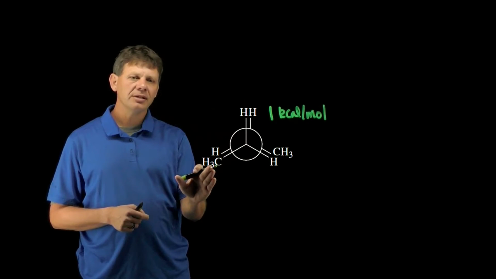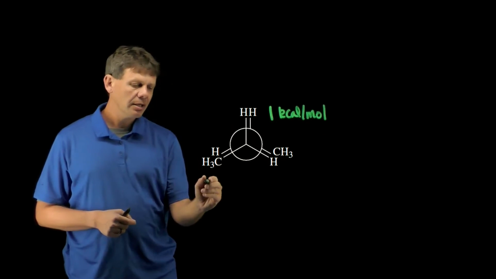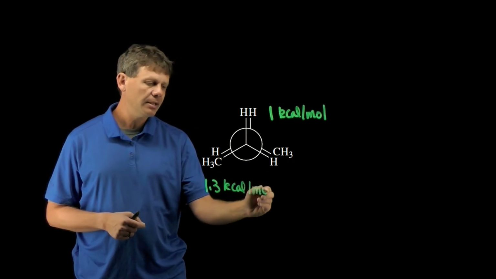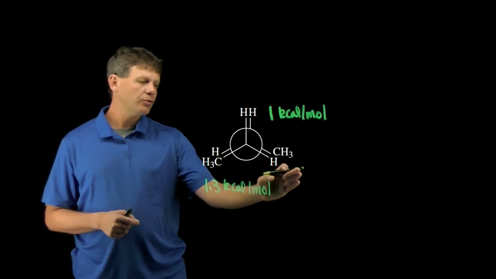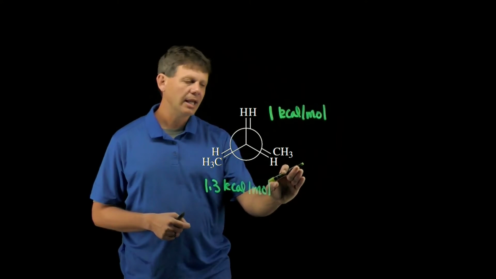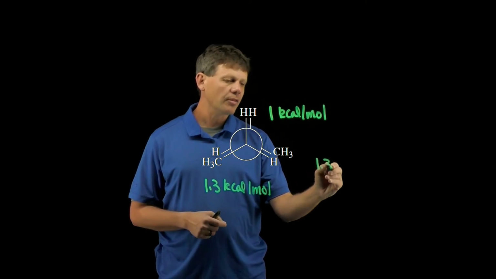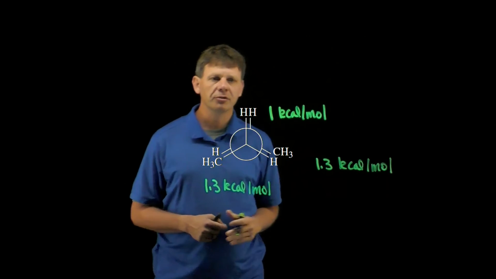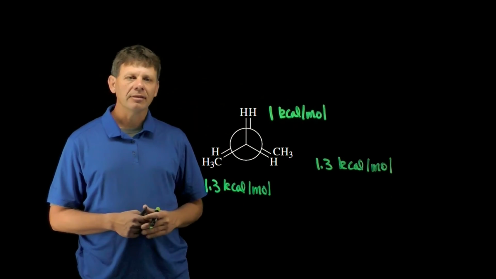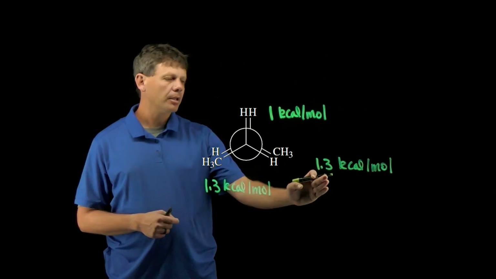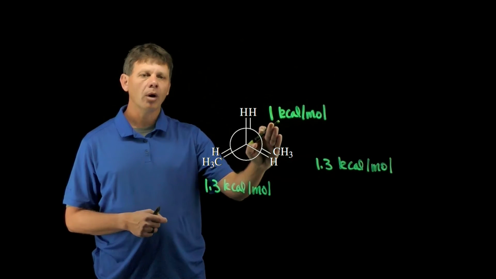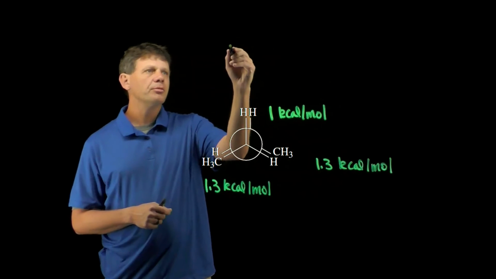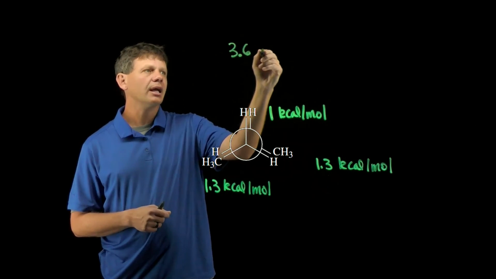The H-CH3 eclipsing interaction contributes 1.3 kilocalories per mole of strain. And we have two of these. This one here is also an H-CH3. So we have another 1.3 kilocalories per mole of strain. Adding those up, 1.3 plus 1.3 plus 1. The total strain in this eclipsing conformation is 3.6 kilocalories per mole.